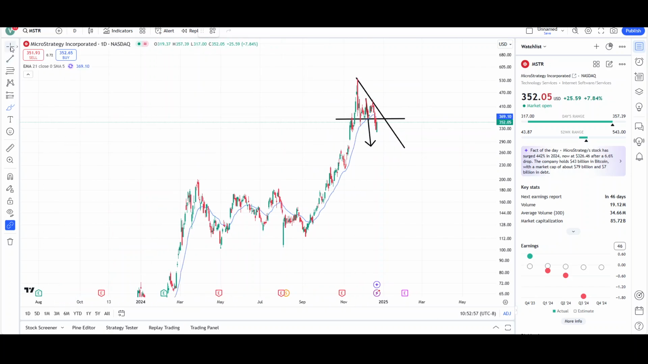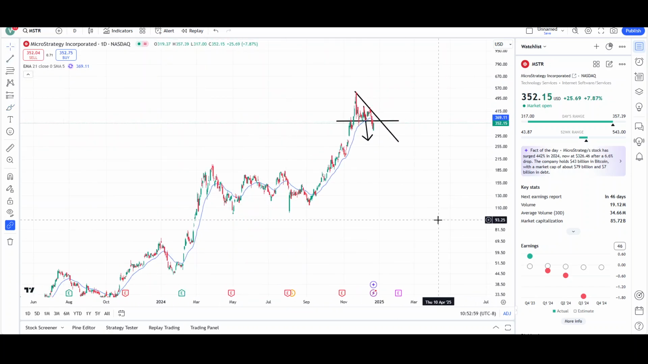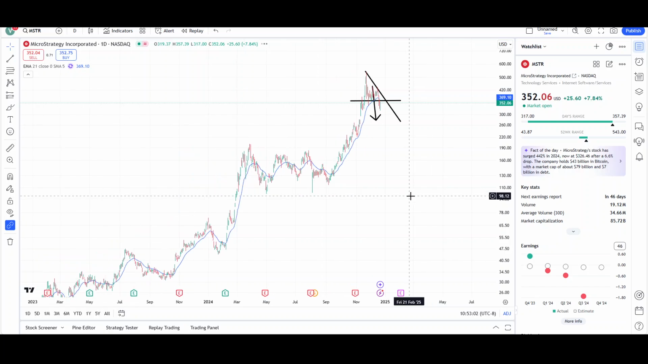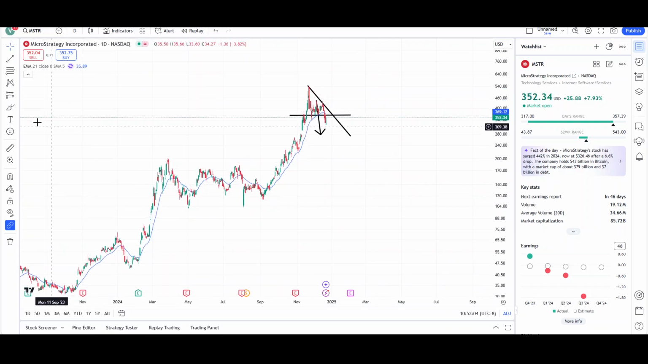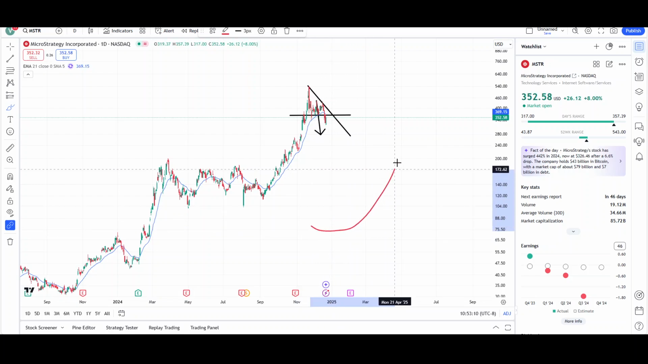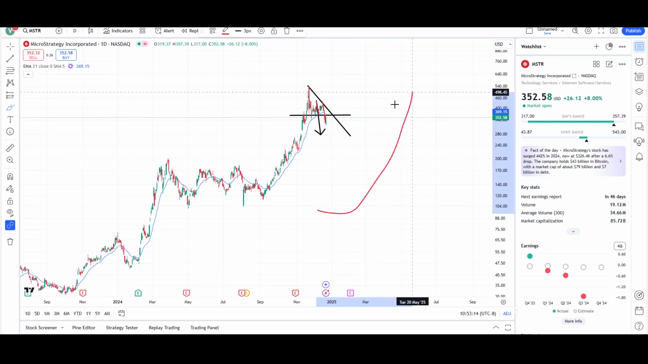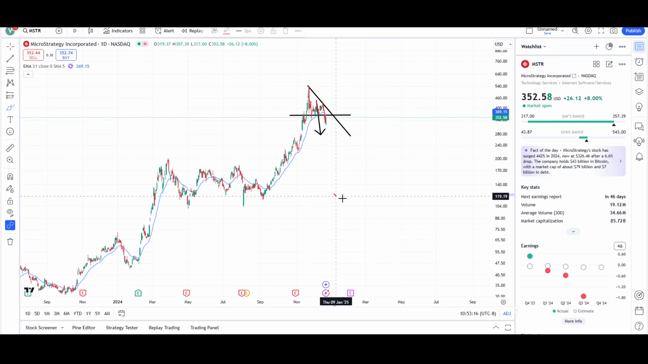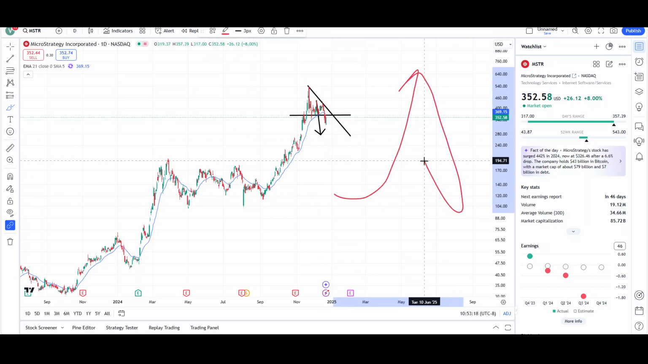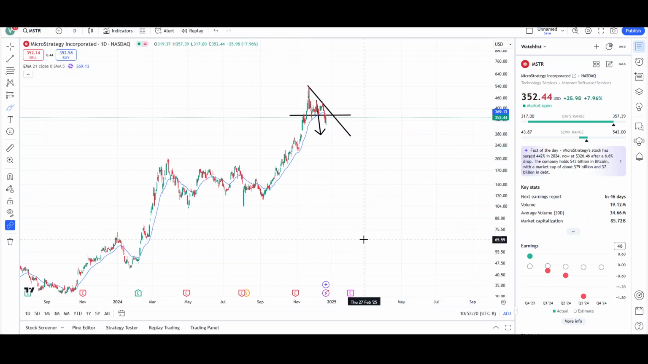So overall, this is still a pullback. I don't think this looks like the top of the trend. It doesn't show signs of a top of a trend. You'd see a couple signs. First would be an exhaustion, meaning a blow-off top type of trend. You could say a bubble, something like that. It just goes up exponentially and then it just crashes back down. That would be one way a trend can end.